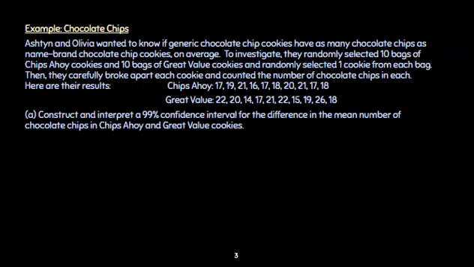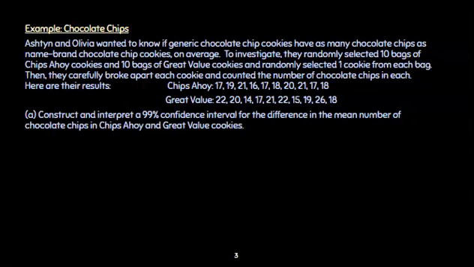All right, Ashton and Olivia want to know if generic chocolate chip cookies have as many chocolate chips as name brand chocolate chip cookies on average. To investigate, they randomly selected 10 bags of Chips Ahoy and 10 bags of Great Value cookies and randomly selected one cookie from each bag. Then they carefully broke apart each cookie and counted the number of chocolate chips in each. And here's the results. Part A says to construct and interpret a 99% confidence interval for the difference in the mean number of chocolate chips in Chips Ahoy and Great Value cookies.